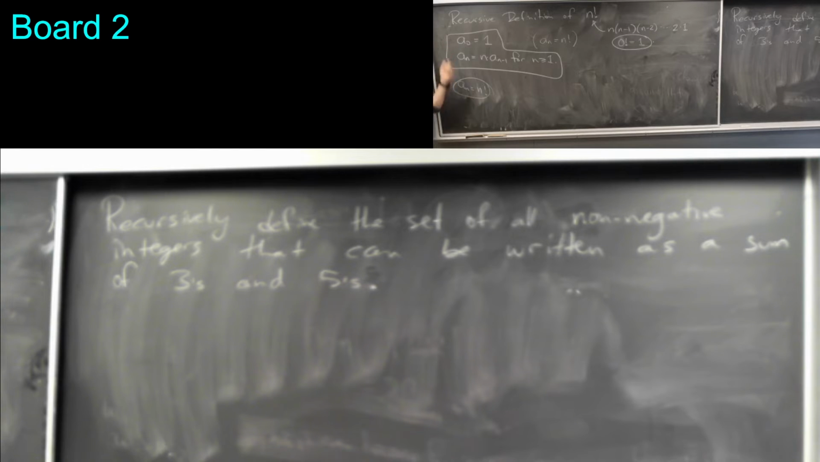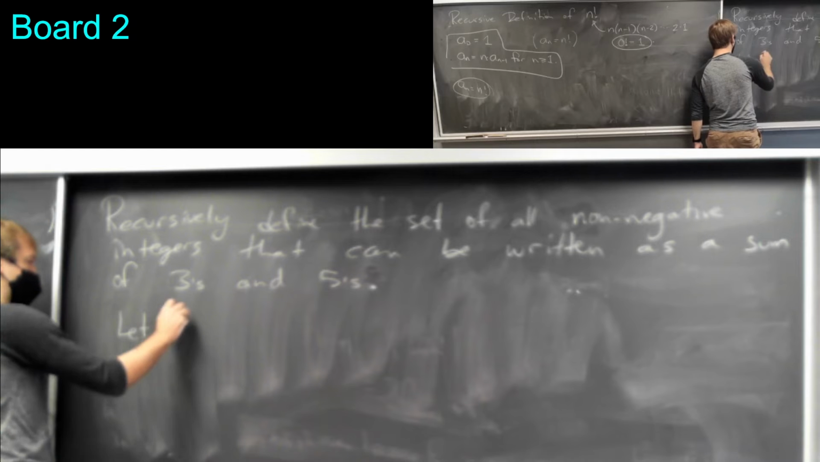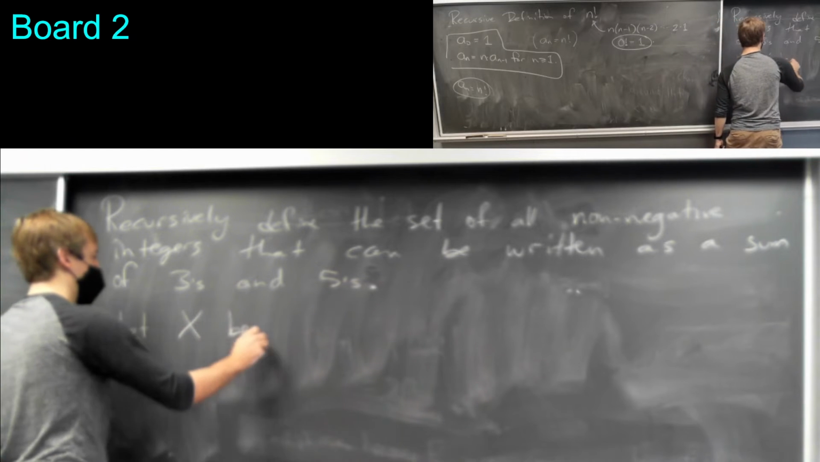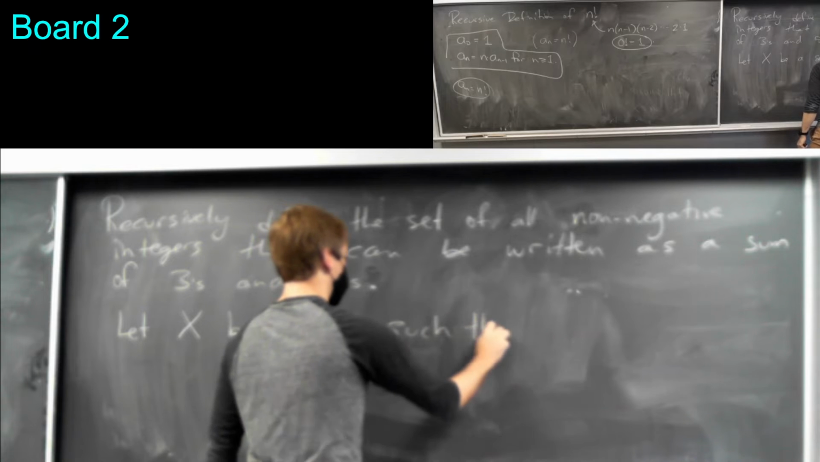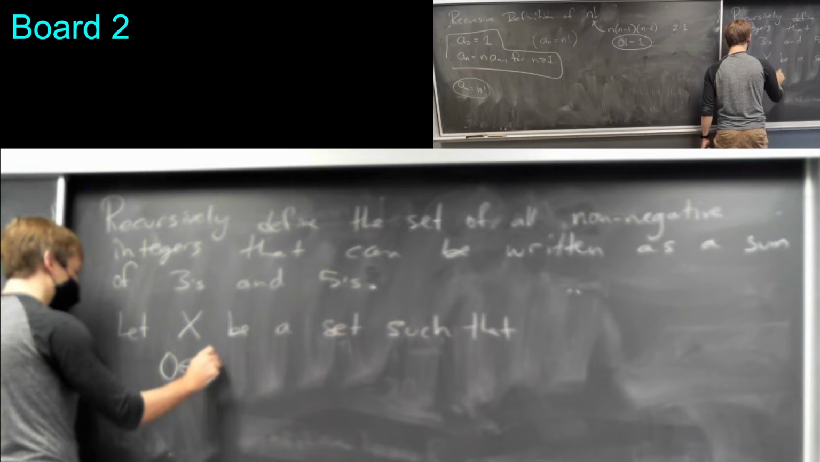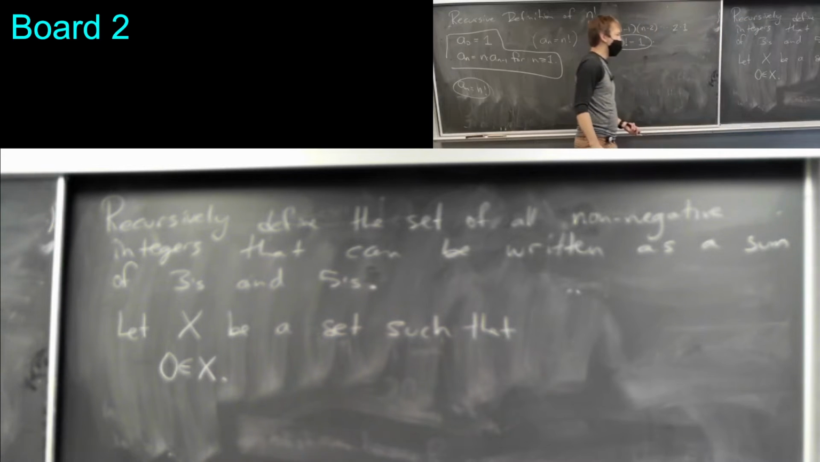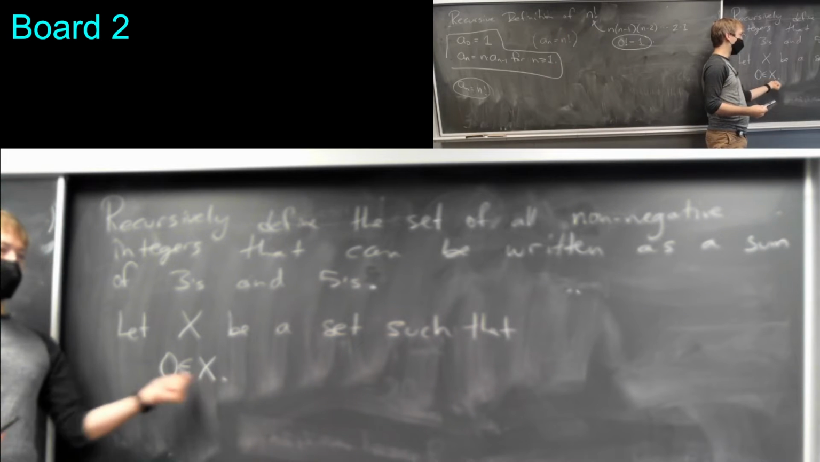So the first case I want to write down is: let X be a set such that 0 is in X. Why is 0 in X? Well, if you think about it, technically you can write 0 as a sum of 3s and 5s. You just don't use any 3s and you don't use any 5s. So 0 is in the set we want to define.